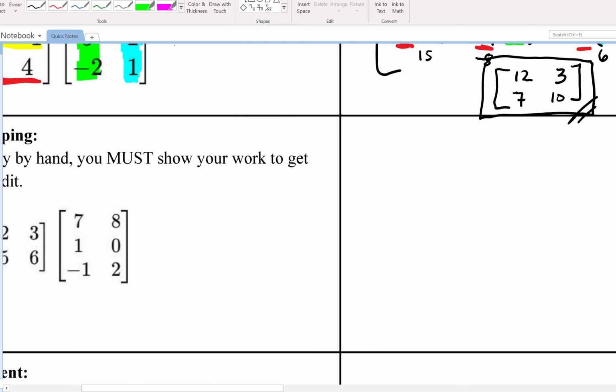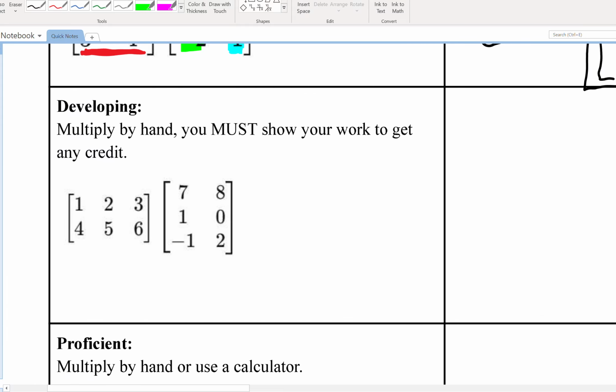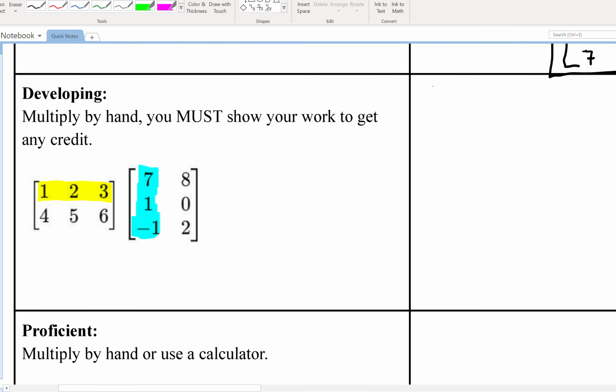All right, on this next one, again, you have to multiply by hand. You must show your work to get any credit. I'm going to multiply this row times this column, and that'll be my first bit. So I'll have 1 times 7 plus 2 times 1 plus 3 times -1.